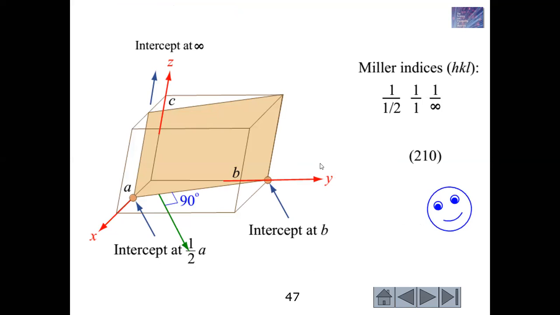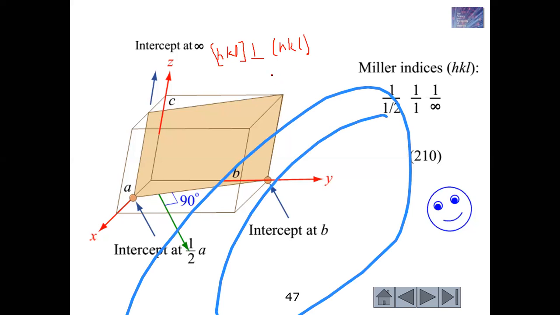Okay. There is a relationship between planes and directions, right? Remember that a same index direction is perpendicular to the same index plane. For example, the [h k l] direction is perpendicular to the (h k l) plane.